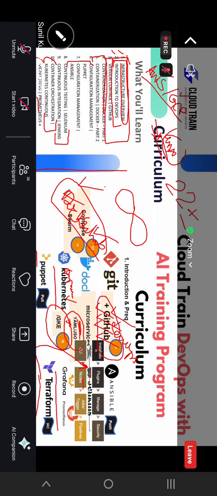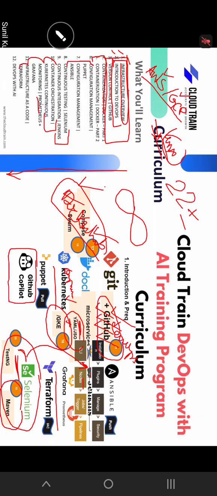multiple AI tools that can help you with your DevOps day-to-day work. The most important one, the most popular one, is GitHub Copilot. Why is it popular? It can integrate with your VS Code, it can integrate with different IDEs, and it can help you on the go. So that's the most popular one. We are going to cover it with a demo and detailing and all.